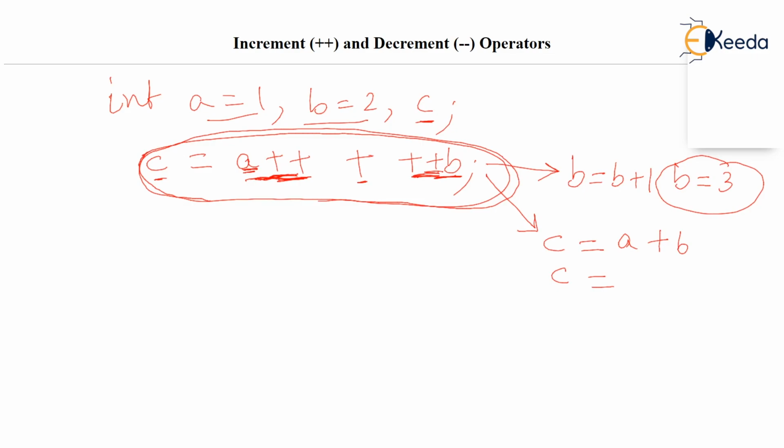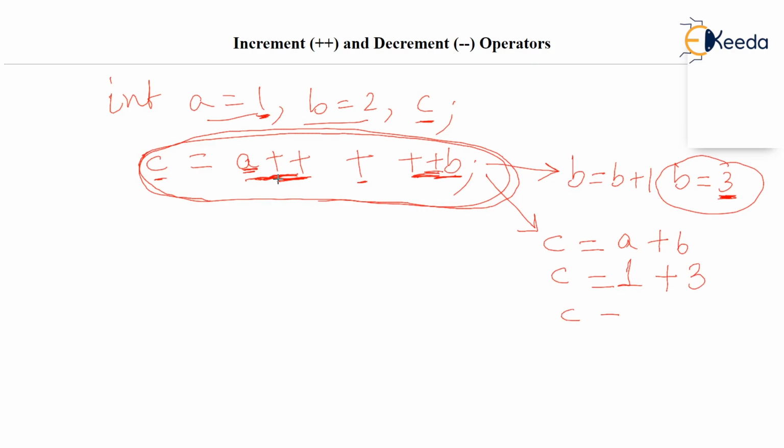A is still 1. Check that we have never played with the value of A. So A is 1 plus, and B has already become 3. So you should use the latest value as it is a variable. You should use the latest value. So C is ultimately 4.